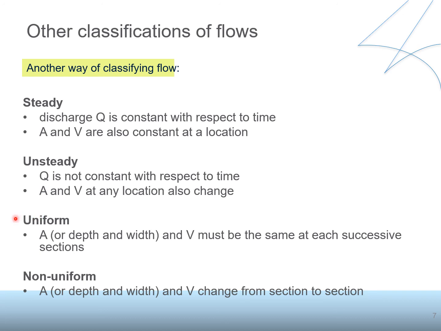Another way of classification is uniform and non-uniform flow. Uniform flow is the one in which the condition of flow remains constant from section to section. So if you measure at multiple sections, the condition of flow remains the same. In non-uniform flow, the conditions of flow do not remain constant from one section to another.